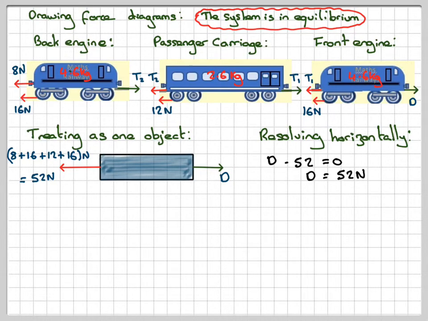Right, now we're going to find the tension here in the coupling between the front engine and the passenger carriage. Just write down the final answer. The driving force is 52 newtons.